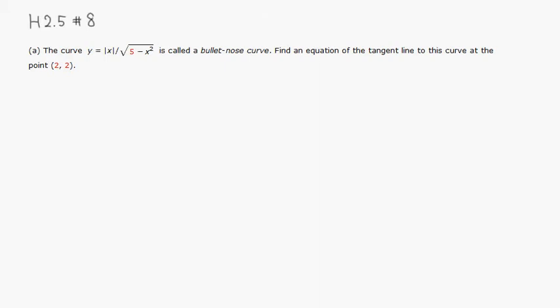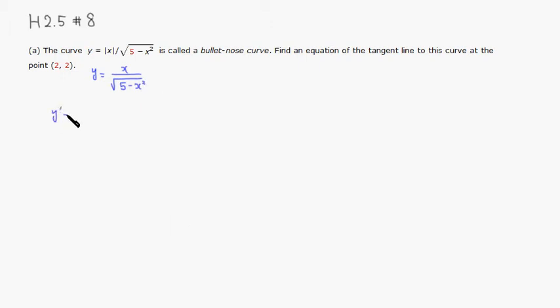We need to take the derivative, but notice that the x value is 2, which means that the absolute value of x is just x because it's already positive. So we're going to take the derivative, pretending that this is y equals x over square root of 5 minus x squared. Let's take the derivative.